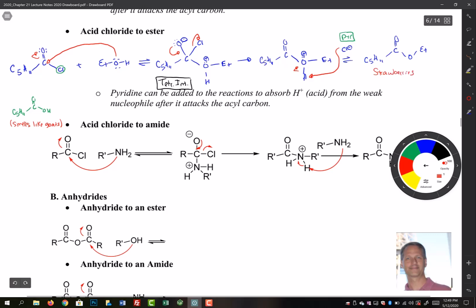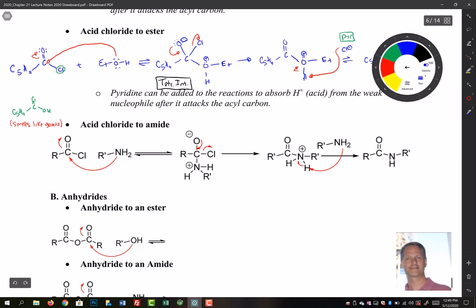So you can take something that has a goat-like presence and you can convert it into an ester, which smells, this particular ester smells like strawberries. All right, so I've typed this one out for you because you could probably see and be able to anticipate exactly what's going to happen here.